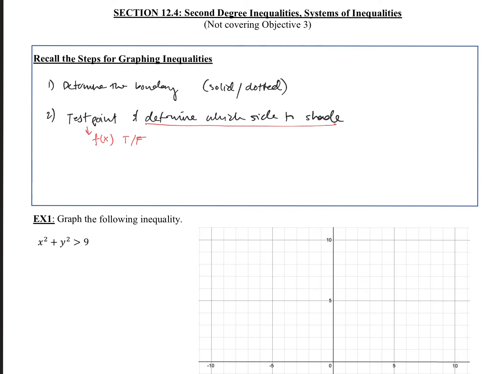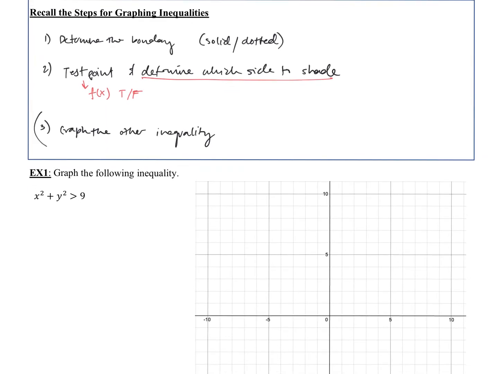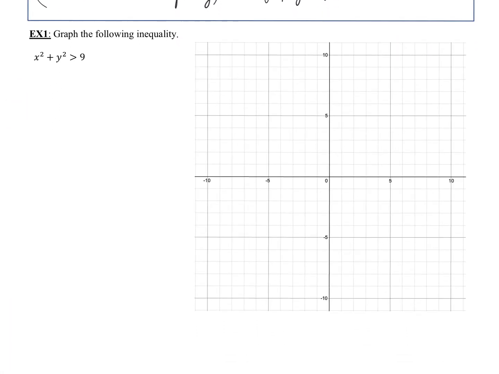And then after that, when we're doing a system, the next thing you're going to do is graph the other inequality. Just the basic steps, if you're doing a system. Once again, remember the thing with the systems is graph one entirely and then graph the other. Don't graph both at the same time. Most of the time that's when a student gets lost. Alright, let's go ahead and graph the following inequality.